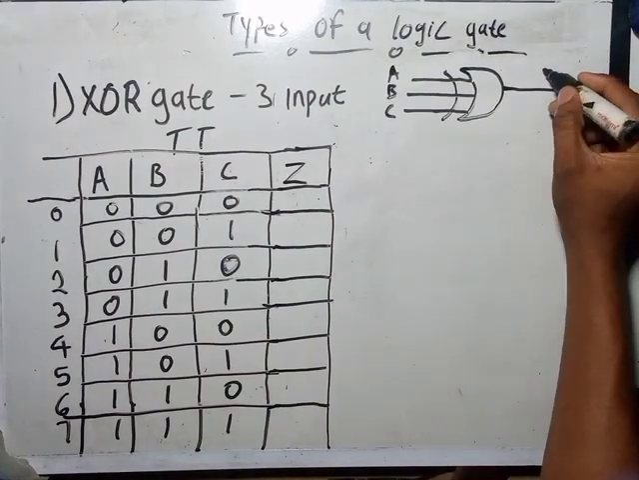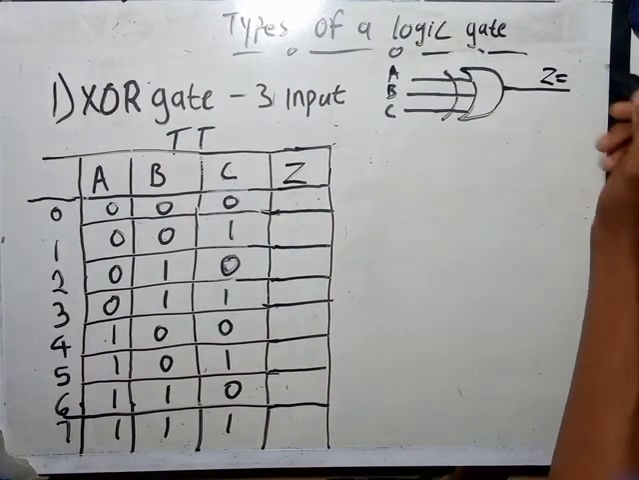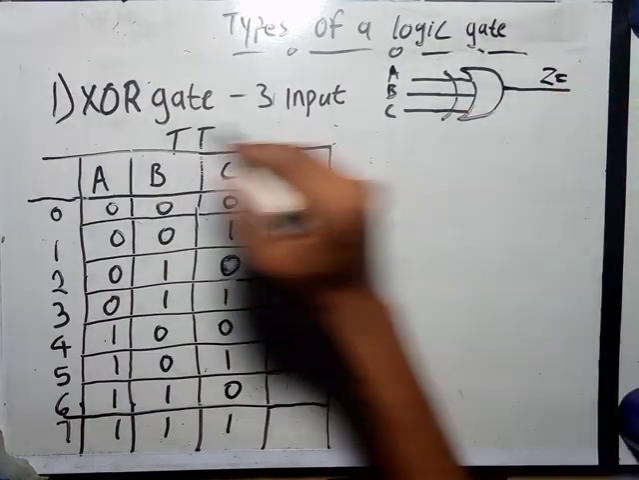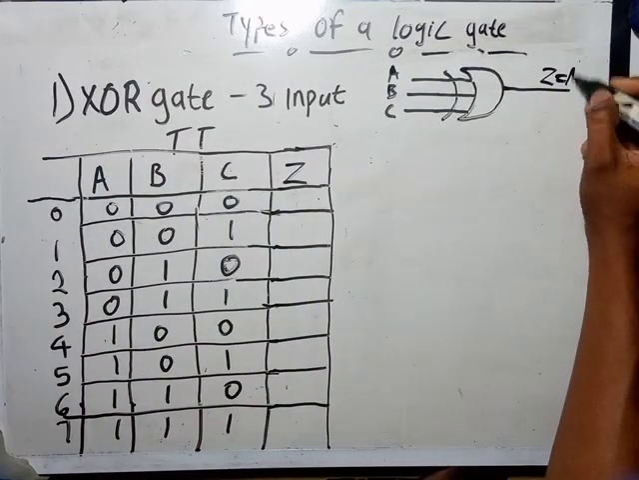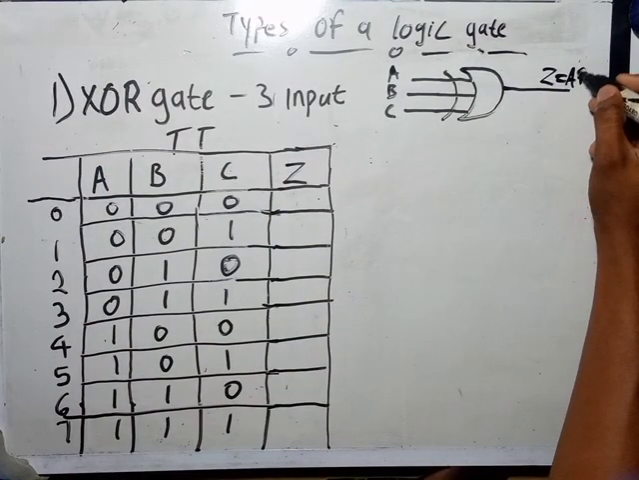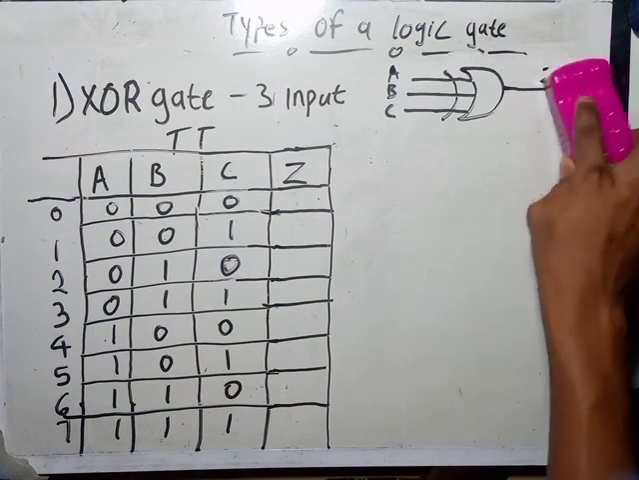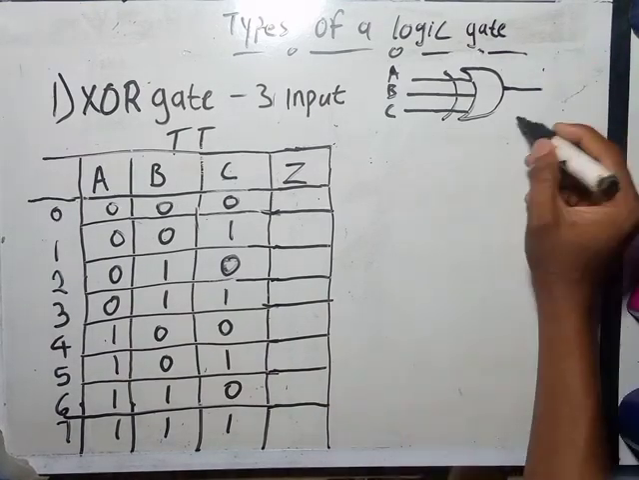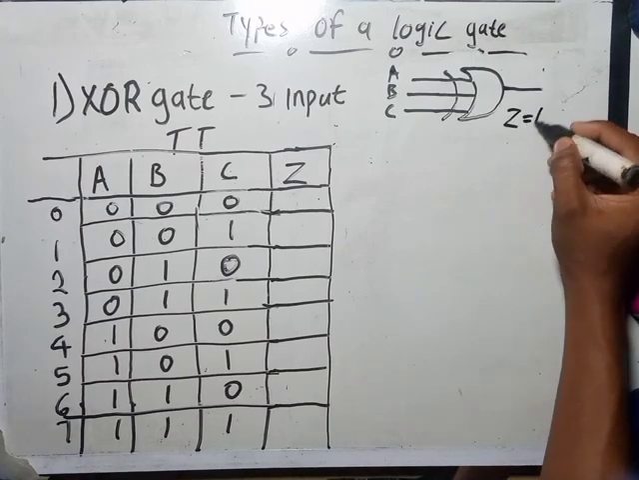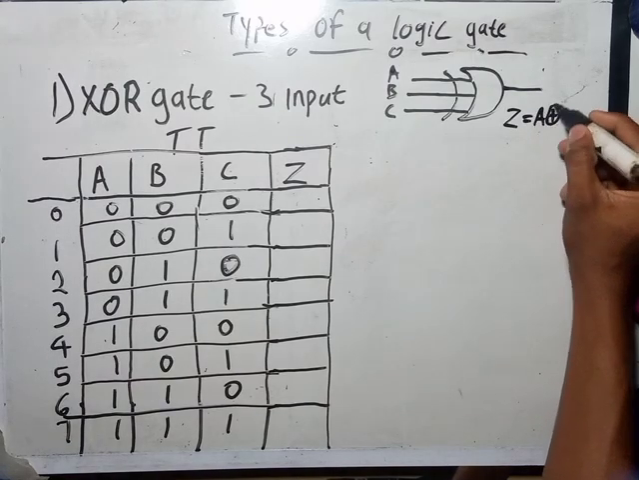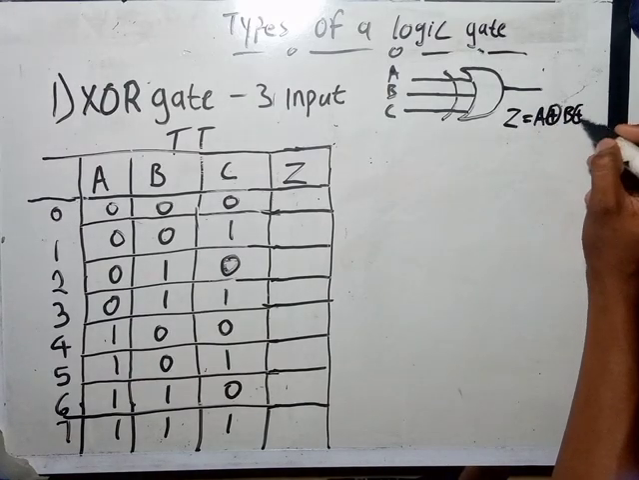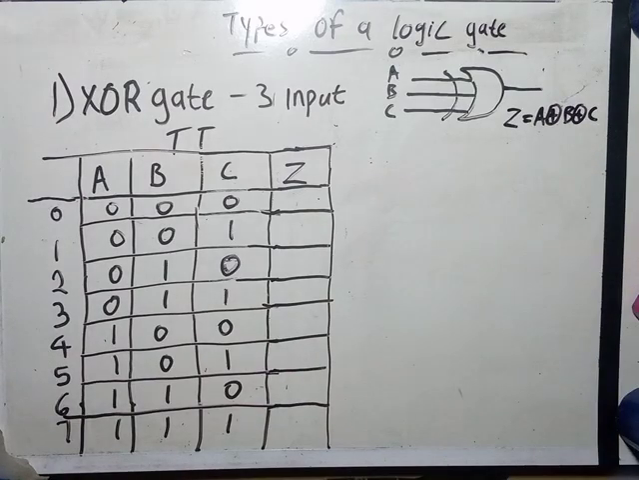Our output Z is our XOR. We represent it with a plus in a circle. Let me write this in a bigger way because it won't fit there. So our output Z is A, B, C. So this is how we represent our exclusive OR.